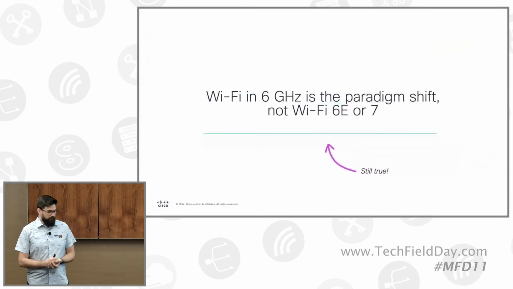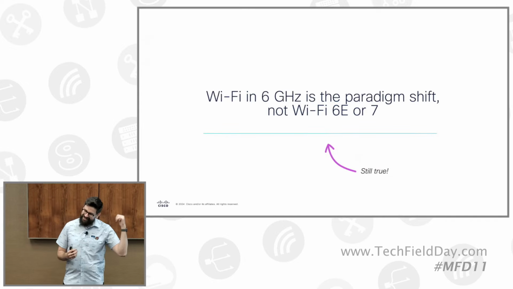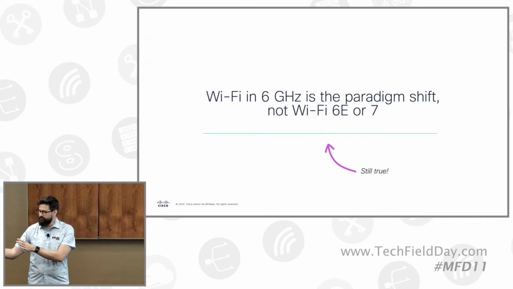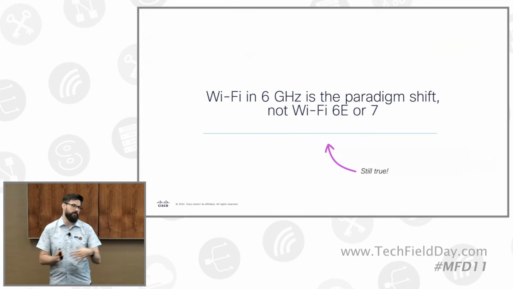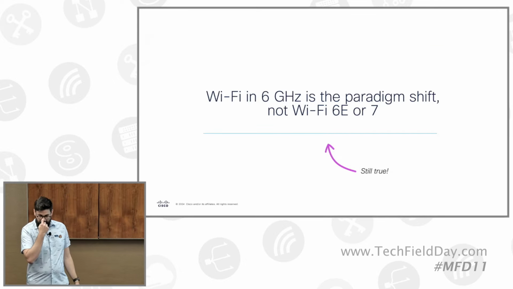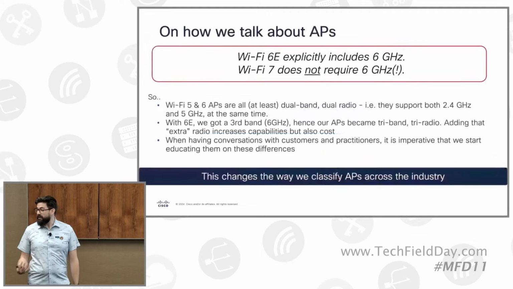Cool. So shifting gears here a little bit. Again, you'll hear me say we presented this slide back in November, and this is still true: the true paradigm shift is 6 gig Wi-Fi. It is not Wi-Fi 6E or Wi-Fi 7. They just use this spectrum. But that also means that we need to start talking about APs in a different way.